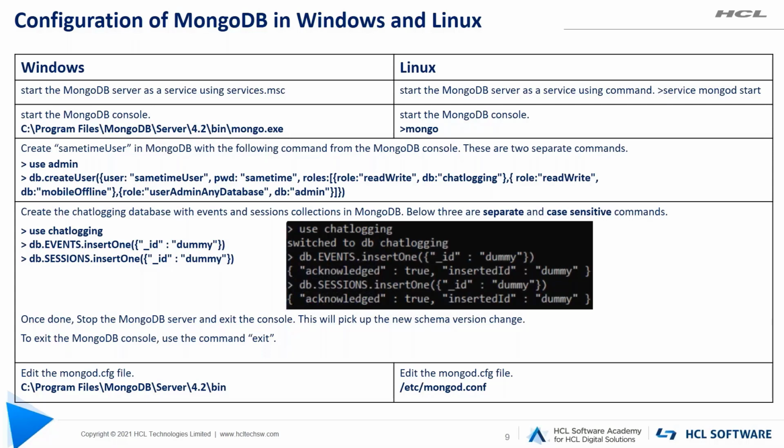Now, once you are done with the steps, exit the MongoDB console and exit from the MongoDB server. In the coming step, we'll see how to make configuration changes in the mongodb.cfg file. The path is mentioned on this slide. Just access the file and edit it. Moving to the next slide.